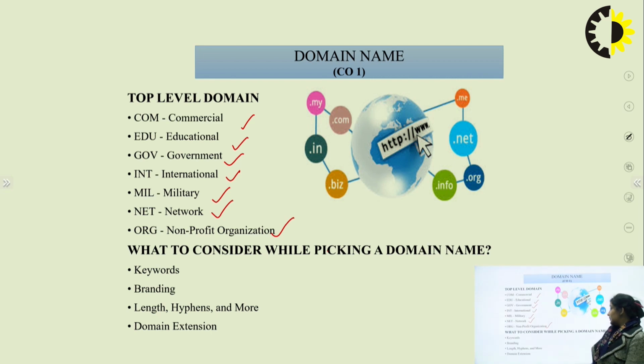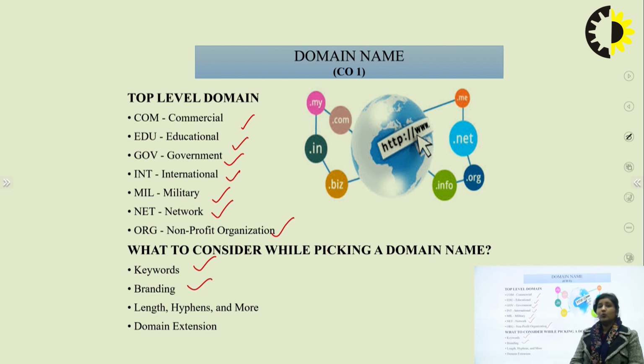Now what are the things that we need to keep in mind before buying a domain name? I cannot have my domain name as abc.com if I'm having a banking website. For every domain name, I should have a logic for how that particular domain name is to be created. So the first thing is the keywords. What are the keywords that will be included in the website? That will be over here.